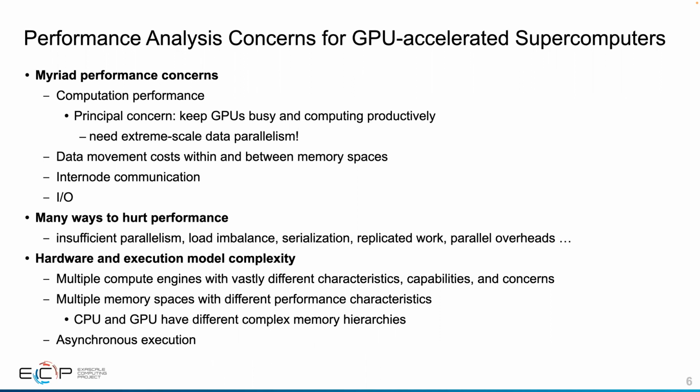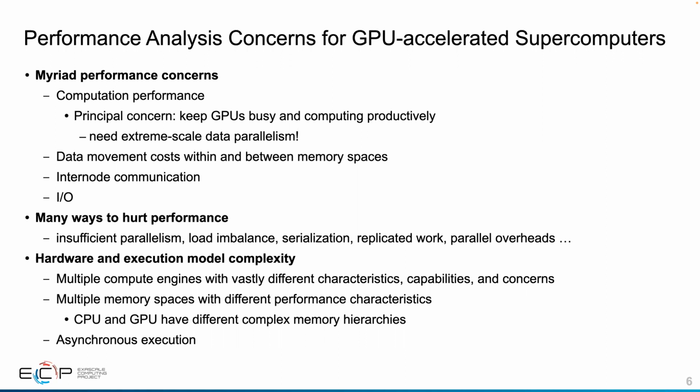And then the hardware and execution model are rather complex. And so there's multiple compute engines with varying characteristics and capabilities. So the CPU and the GPU are very different. And so we need to measure them differently, and the performance concerns on them are different.